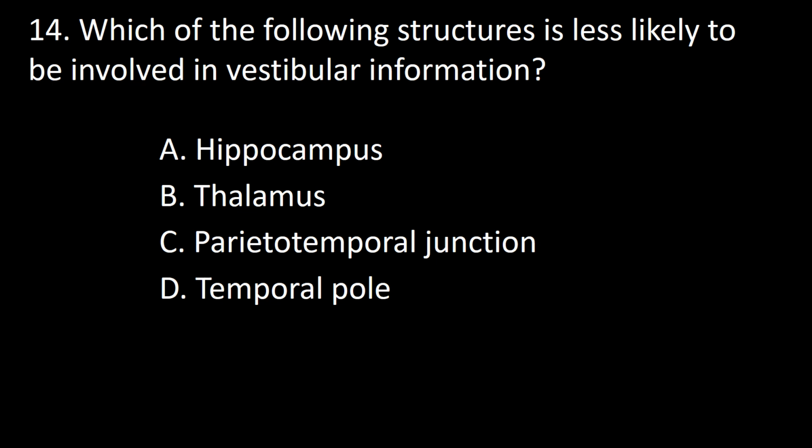Next question. Which of the following structures is less likely to be involved in vestibular information? A. Hippocampus. B. Thalamus. C. Parieto-temporal junction. D. Temporal pole.